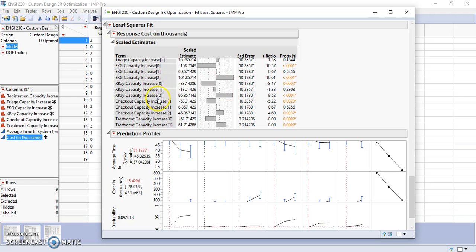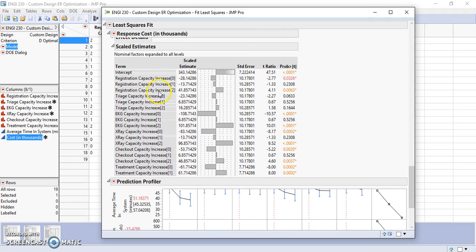X-ray capacity, same thing, also helps. And then checkout capacity. But some of these values, it depends. Basically what it's saying is that if you add either 0 or add 2, it's going to either choose 0 or choose 2. So it's up to you to decide. But registration, this isn't great, but I would want to increase my X-ray capacity, maybe. My EKG capacity.